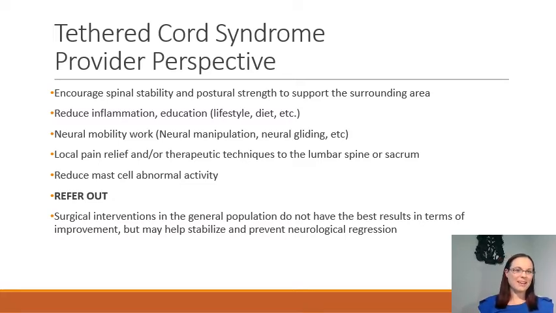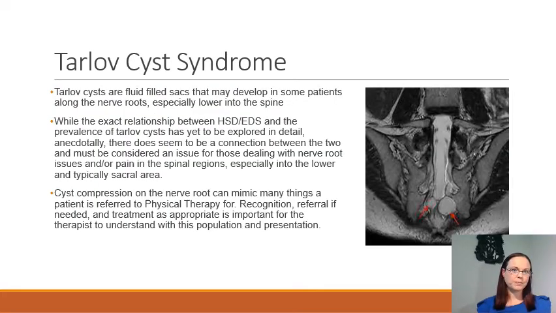There really aren't many. Surgical interventions in the general population don't necessarily have the best results in terms of improvement, but in that population, they really do the procedure to help stabilize and prevent neurological regression, so progression of the symptoms that they're having. There isn't a whole lot of work right now that has come out on what surgery is looking like for those with an underlying connective tissue disorder and a tethered cord release.